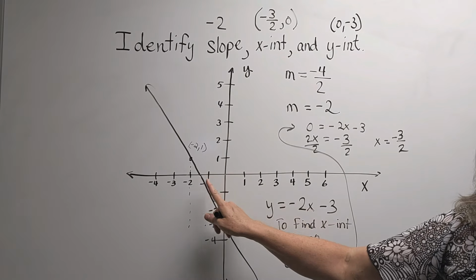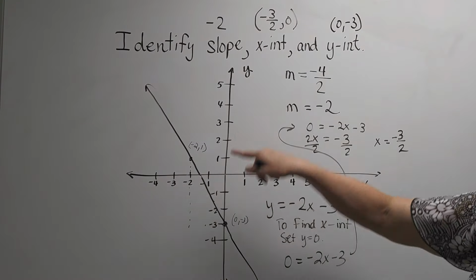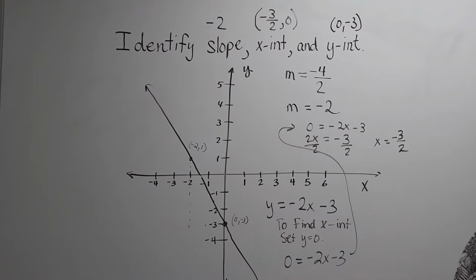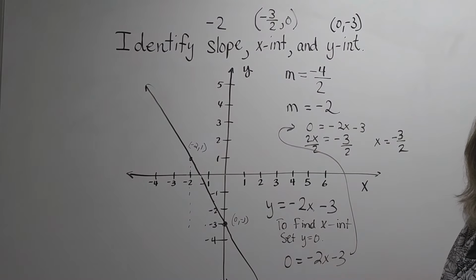And that's exactly what it looks like on the graph. It looks like it's at -1 1/2 or -3/2. But just to be sure, it's good to set your y equal to 0 and then solve it symbolically.